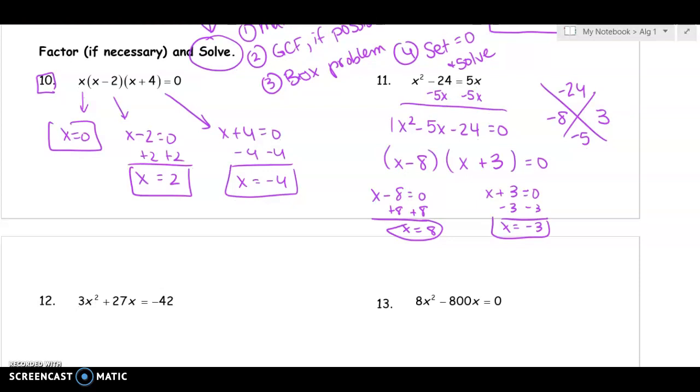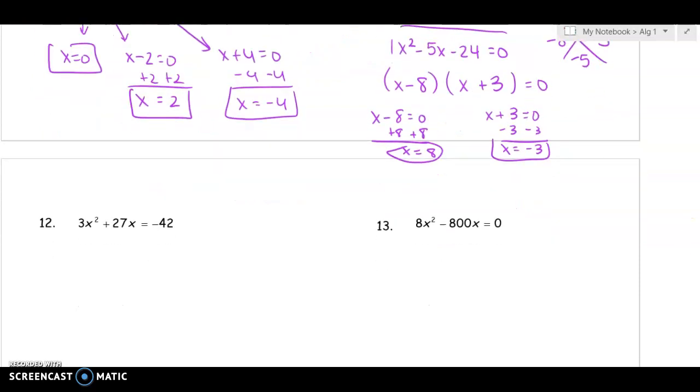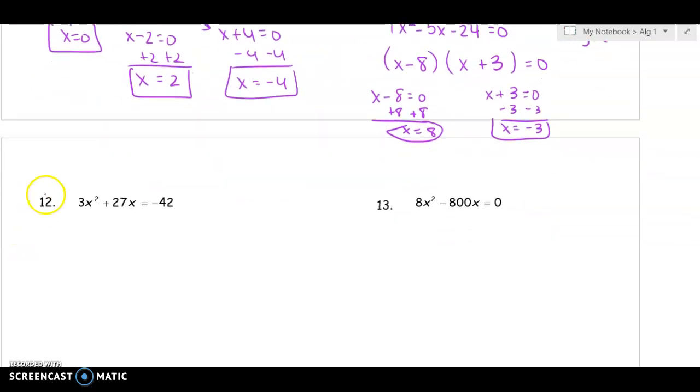All right, the last one we're going to do is number 12. For number 12, you'll notice it's not equal to 0. It's equal to -42. So we're going to move that over to the other side, put it in descending order, so it's going to go at the very end. All right, so plus 42 goes on to the end, set equal to 0. And now we can do our GCF. They don't all have an x in common, but if you notice, we do have a 3. They're all divisible by 3. So 3 is going to be our GCF.